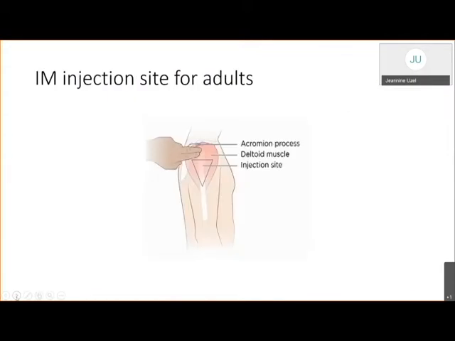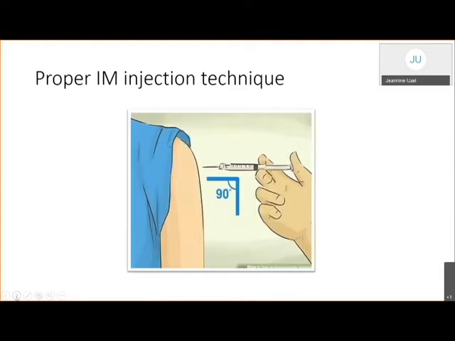IM injections should be given in the deltoid for adults and older children. The vastus lateralis, anterior lateral thigh, may also be used, but this is not the preferred site for adults. To locate the deltoid muscle, visualize or palpate the acromion process and then measure 2 to 3 fingers down, which will put you in the center of the deltoid muscle. It is important to inject vaccines at a 90-degree angle into the deltoid.